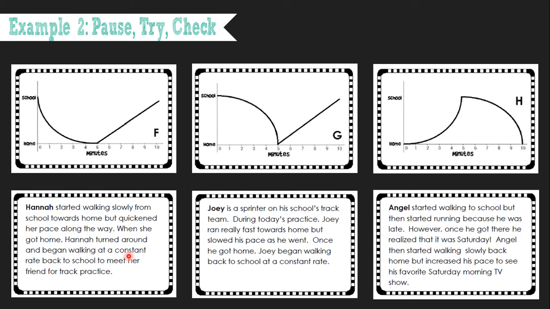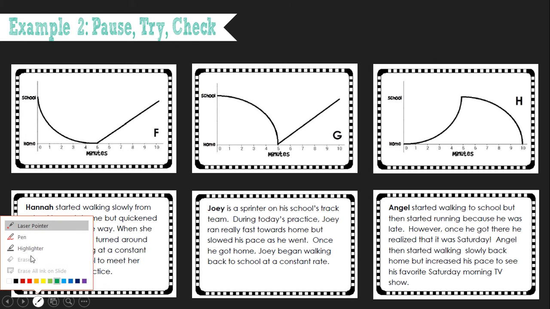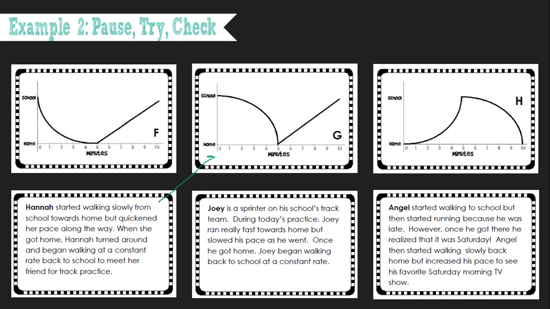Right away, a word that sticks out to me is that constant rate. Since I know that she's walking at a constant rate back to school, I know that either F or G is going to be a solution, because constant means I'm going to have that straight line. I'm not changing my speed at all. So let's look at the beginning. It says that she starts walking slowly and then quickens her pace. If I look here, this looks like it's going rather quickly, and then I'm slowing. Where here I'm slowing first and then I'm getting faster. So Hannah is going to match choice G because she starts off slow and then picks up the pace and gets faster.